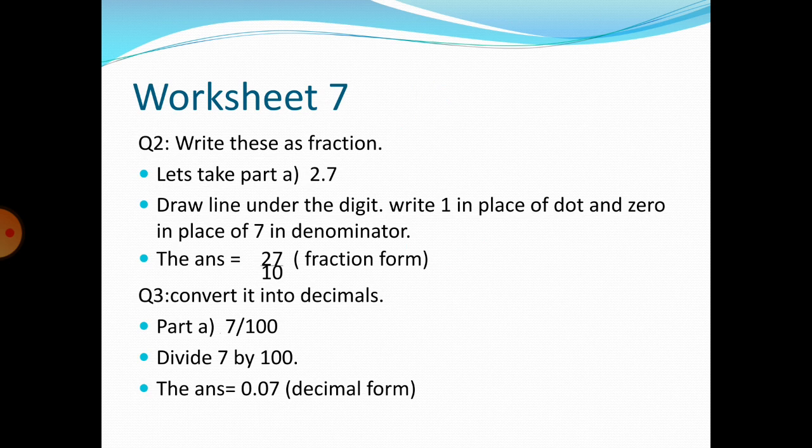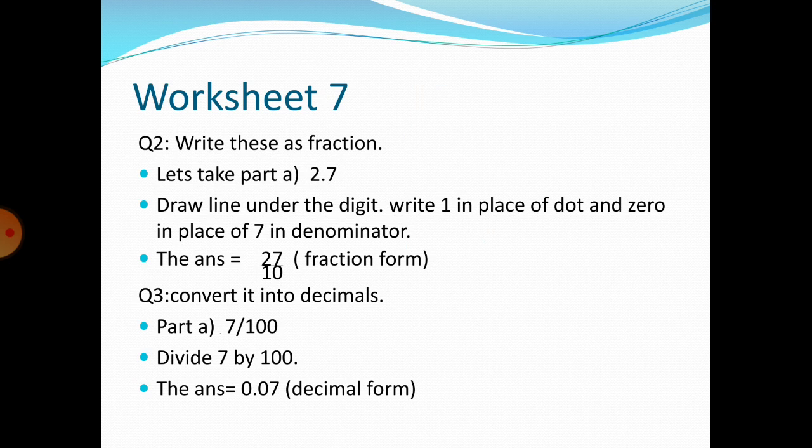Question number 2, write these as fractions. What you have to do, if you want to convert the decimal into a fraction, simply draw a line under the digit, place 1 in the place of the dot, and if there is one digit after the dot, place 0 as well, making 10 in the denominator. If there are 2 digits after the dot, then you will place 2 zeros in the denominator, and so on. I have done the first part for your understanding.